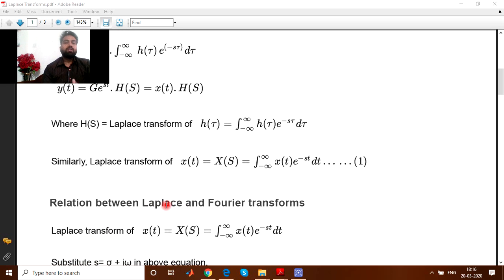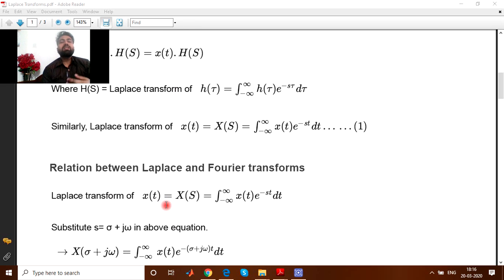By getting this value H(s), one can easily find out the response of a system in the frequency domain. What we are doing is simply this: we have a system with an input x(t) and an output y(t). We convert the signal x(t) into the frequency domain as X(s), convert h(t) into the frequency domain as H(s), and the response coming from the convolution of these two will be Y(s). So this is basically the relationship.